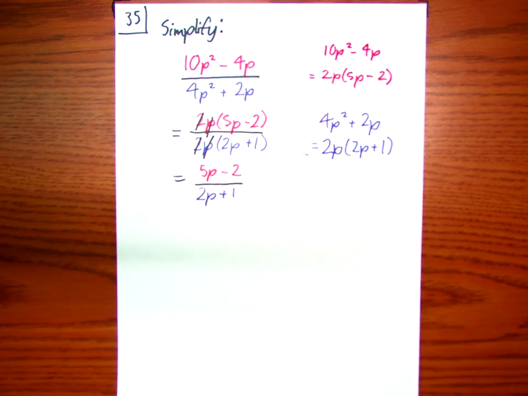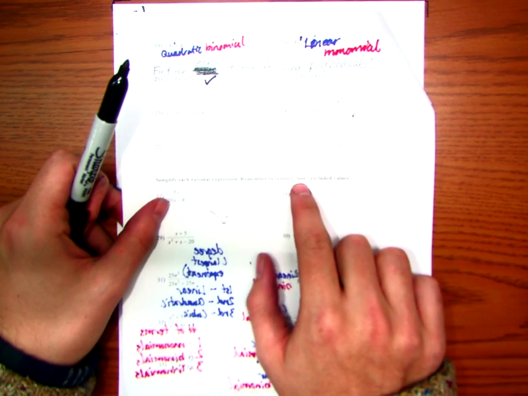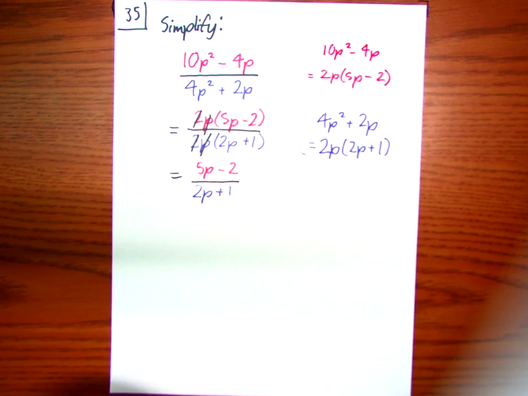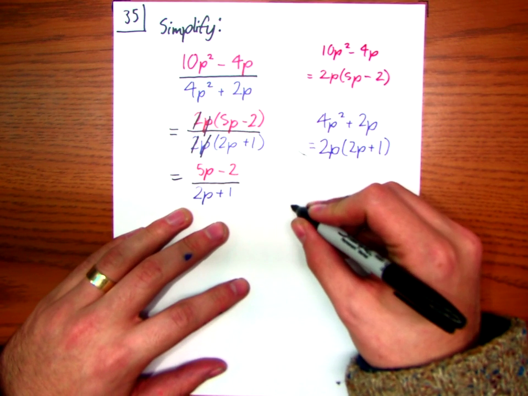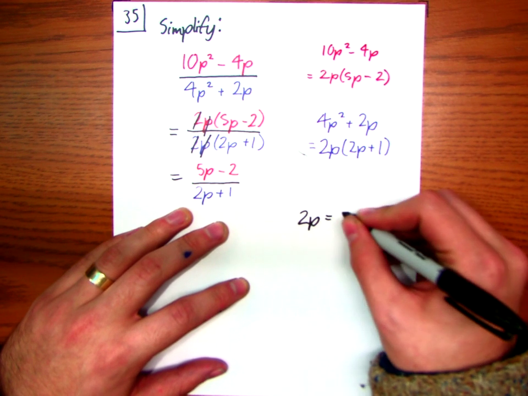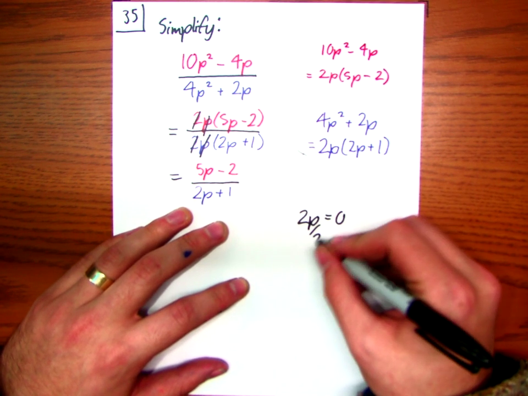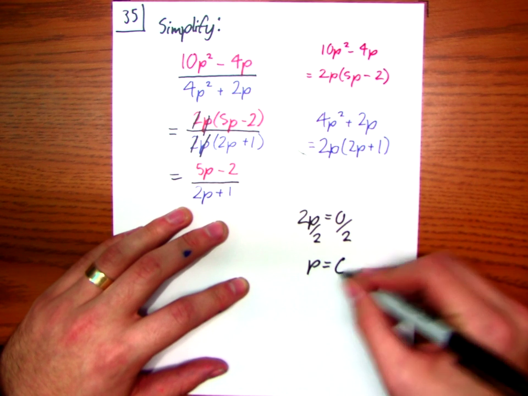The one thing I have to check is my excluded value. So, not my excluded values. I have to check, this is what the problem says. The problem says that I have to restrict lost excluded values. So what excluded value did I lose? Well, it's the excluded value that came from the factor I canceled. I canceled the 2p. So what excluded value does 2p give me? Well, if I divide both sides by 2, I discover that the excluded value is p equals 0.